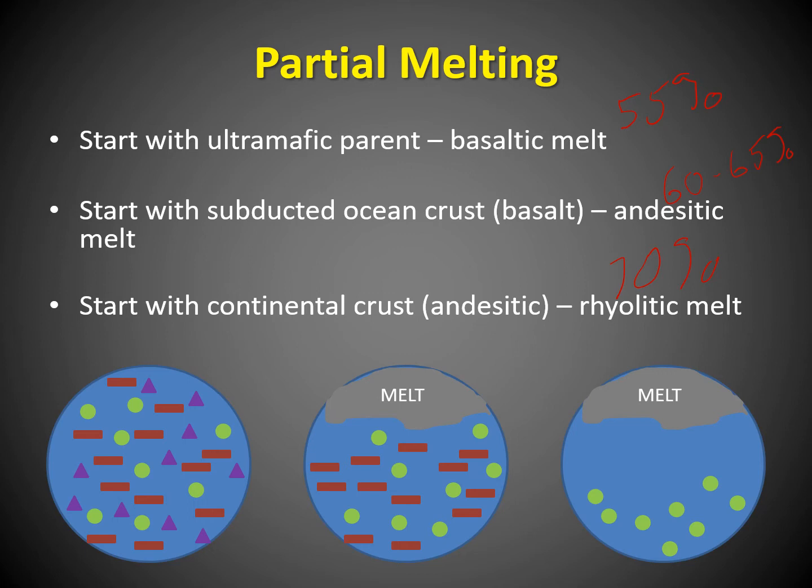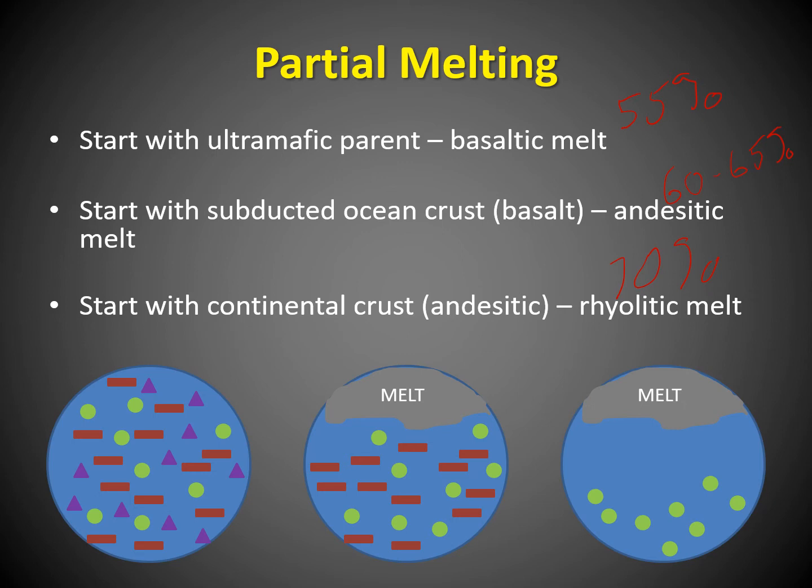You can get some ultramafic magmas. They do occur. How would you get an ultramafic magma? You can't start with anything more ultramafic than ultramafic, okay? So in order to get an ultramafic melt from an ultramafic parent, what do you have to do? You've got to melt the crap out of it. Yeah, you really got to melt a lot of it. And that just doesn't happen much today.